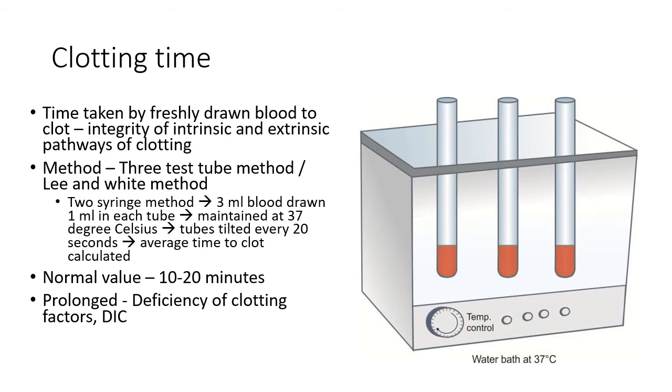In this method, the venous blood is taken by two syringe method and the timer is started as the blood appears in the second syringe. 3 ml of blood is withdrawn and each ml is added to 3 clean dry test tubes placed in a preheated water bath. The water bath is maintained at 37 degrees Celsius, that is our body temperature. The tubes are tilted every 20 seconds and time taken to form a clot in the first tube is calculated. The time taken for other tubes is also noted and the average value is taken. The normal value here is 10 to 20 minutes and any prolongation occurs in conditions like deficiency of clotting factors, DIC, that is disseminated intravascular coagulation, etc.